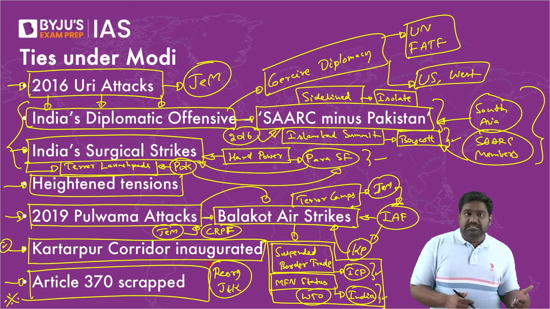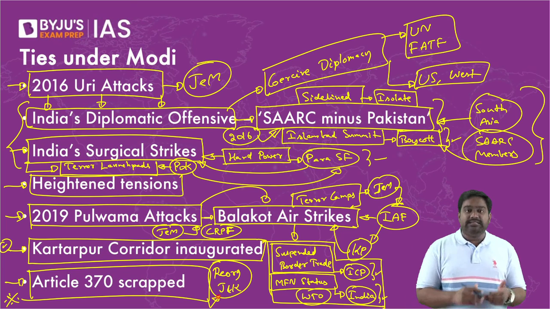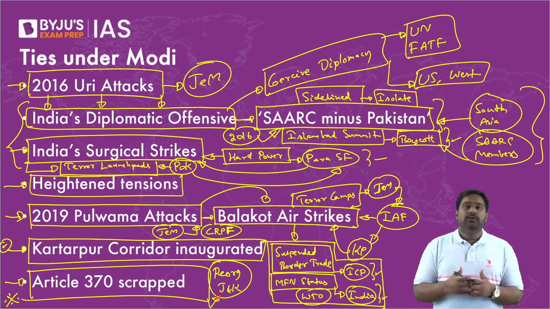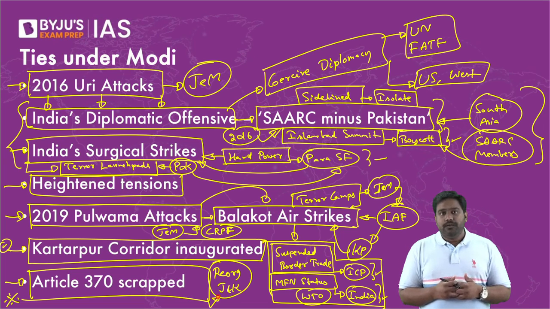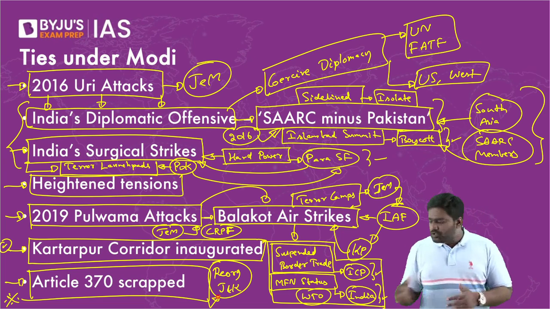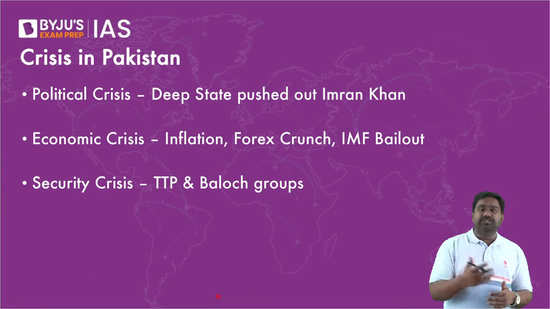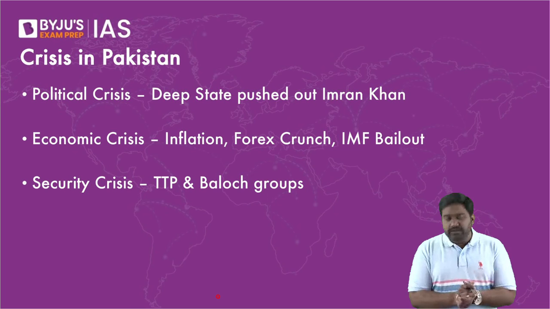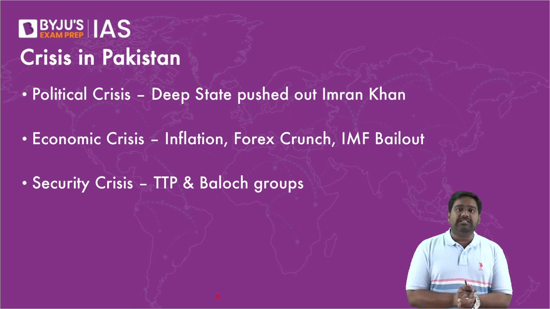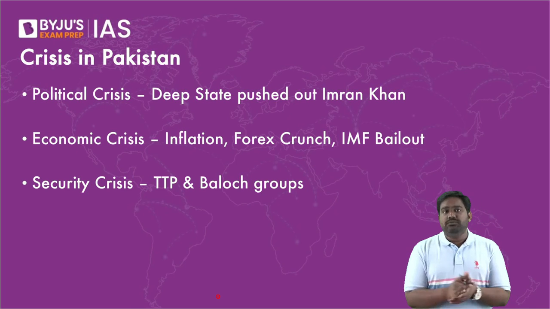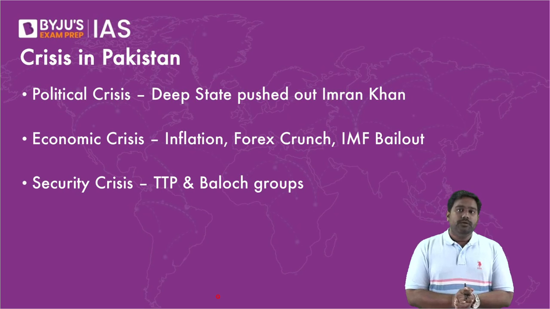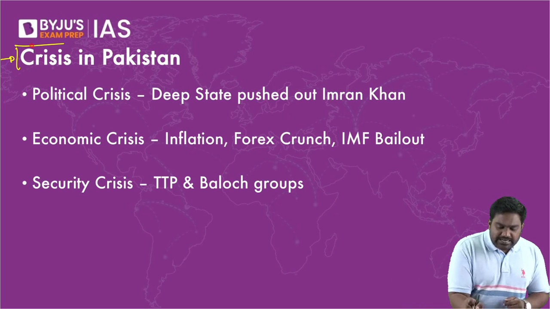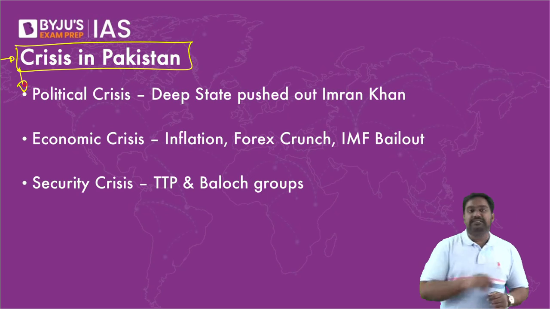The removal of special status and reorganizing J&K into union territories brings J&K under greater control of the center. Correct? So Pakistan has opposed all these changes, and tensions have further escalated between the two sides. So we haven't seen much improvement in the last few years, and this is how things remain as of now. But right now, the biggest worry for India is the internal crisis that has emerged in Pakistan.